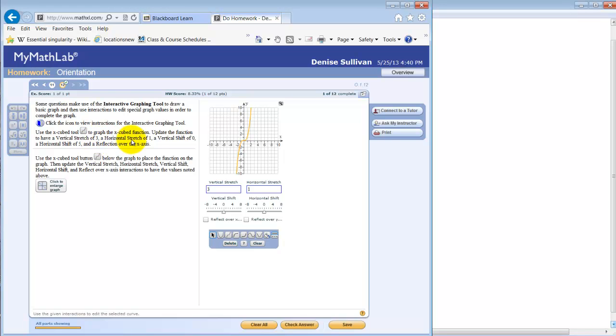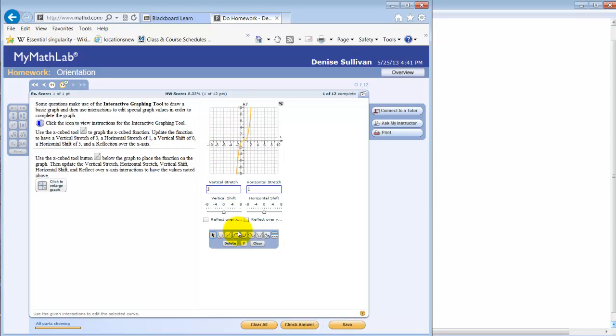A horizontal stretch of 1, which is not a stretch at all, because 1 is where it begins. A vertical shift of 0. A vertical shift means it moves the graph. It doesn't change the shape of it like a stretch does, but it just moves it up. But they're asking for a shift of 0 anyway.